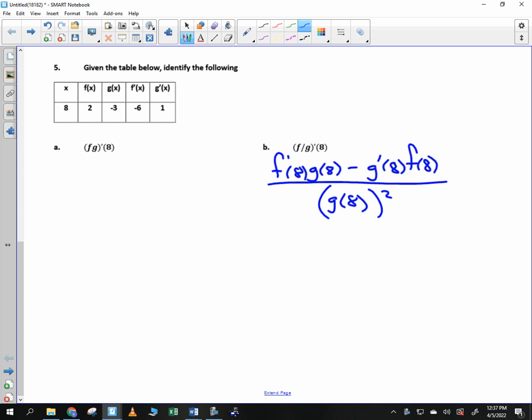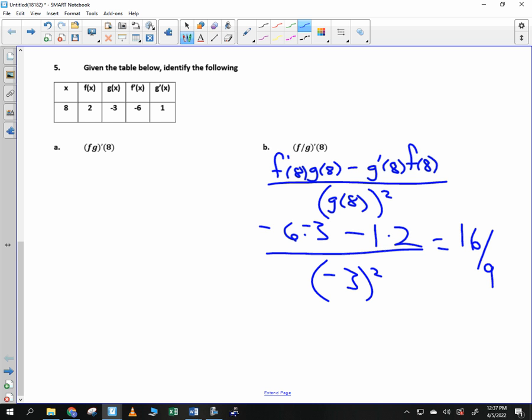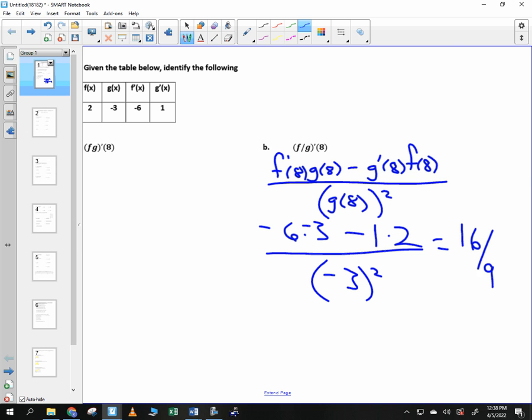So we have f prime of 8 is negative 6, times g of 8 is negative 3. G prime of 8 is 1. F of 8 is dos, which is Spanish for 2. And then g of 8 is negative 3, and we have to square that. So we get 18 minus 2, which is 16, over 9. It's a good AP question. Questions? Flip it over.